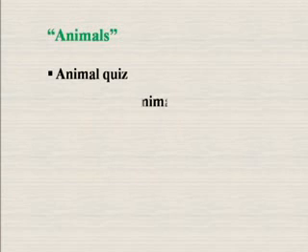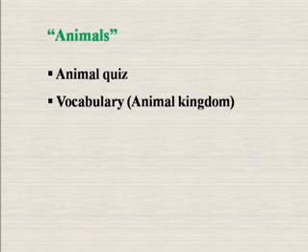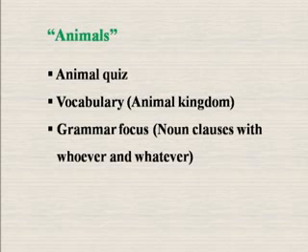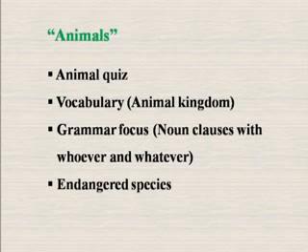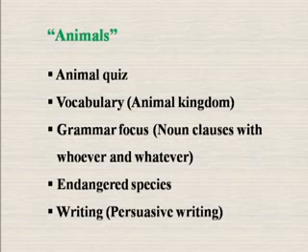In this unit, you have to study animal quiz, vocabulary, animal kingdom, grammar focus, noun clauses with whoever and whatever, endangered species, and the last one is writing. This unit introduces the theme of animals. You can learn about noun clauses with whoever and whatever, and also the habits of wild animals. You can also learn whenever and wherever to talk about pets.